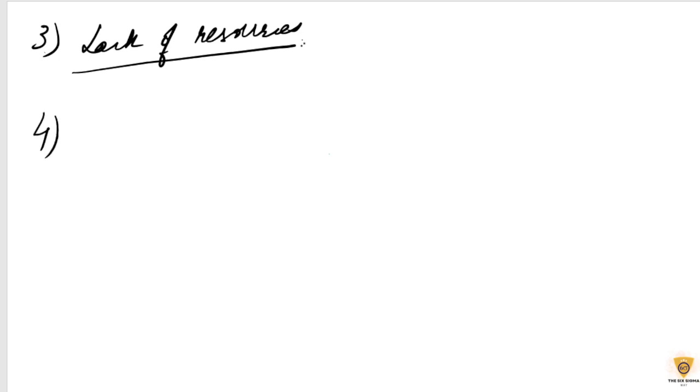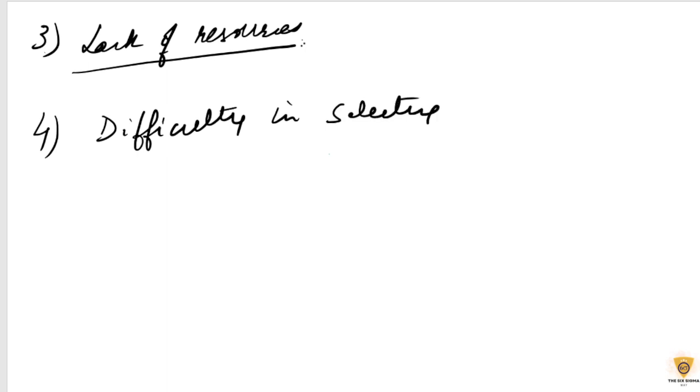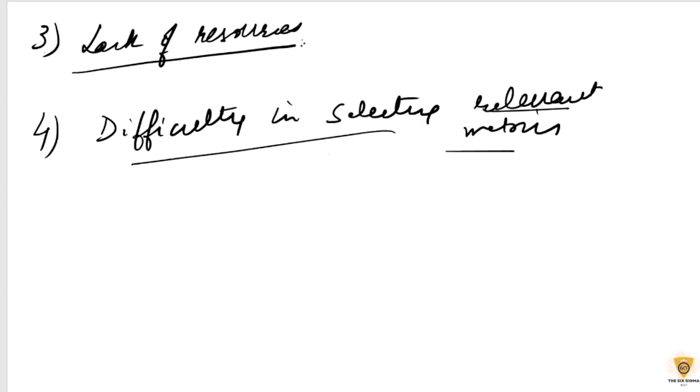Okay. The fourth one is difficulty in selecting relevant metrics. अब ये क्या होता है? So the metrics should be relevant to the problem that we are trying to address here. So this can be challenging as there are often many metrics to choose from, and it is important to choose the metric that is more meaningful and provides more insights. So relevant metrics को choose करना एक challenge है measure phase का.